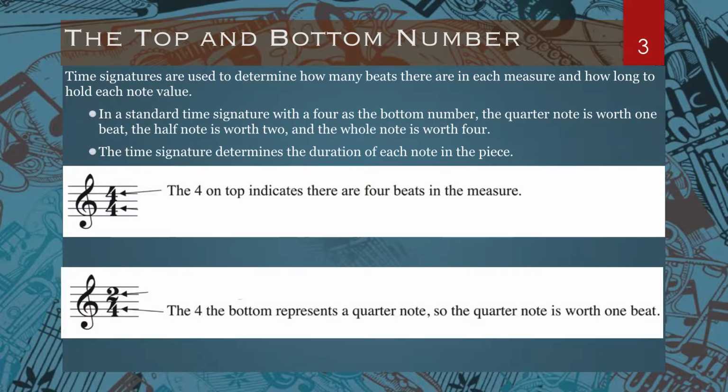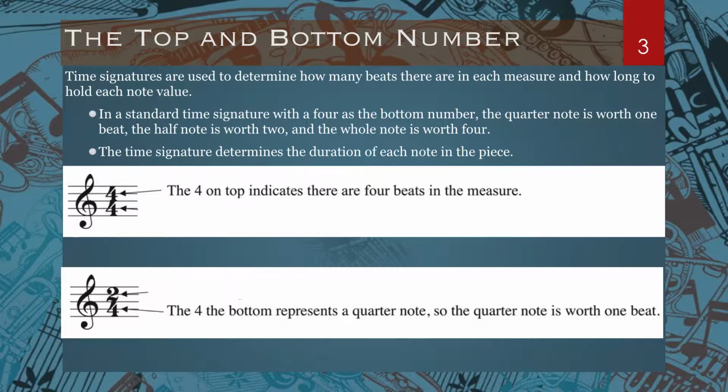We use time signatures to determine how many beats each note value gets in a piece. So in a standard time signature with 4 as a bottom number, the quarter note is going to be worth 1 beat, the half note is going to be worth 2 beats, and the whole note is worth 4. If you look at this first example, you see there are two numbers. It kind of looks like a fraction, but these aren't actually fractions. The top number will tell you how many beats are going to be in a single measure. The bottom number tells you what note value is worth 1 beat.